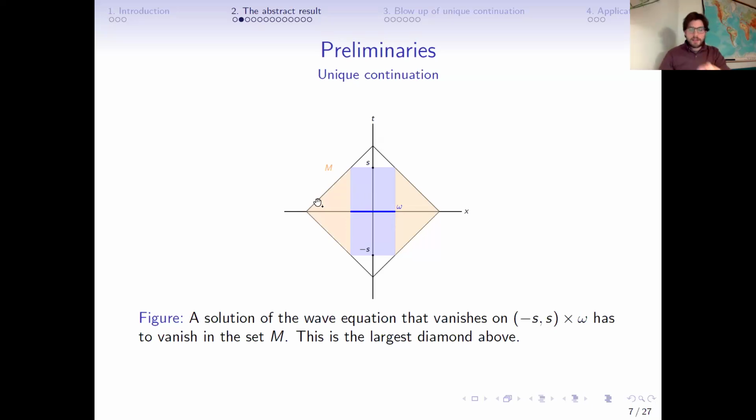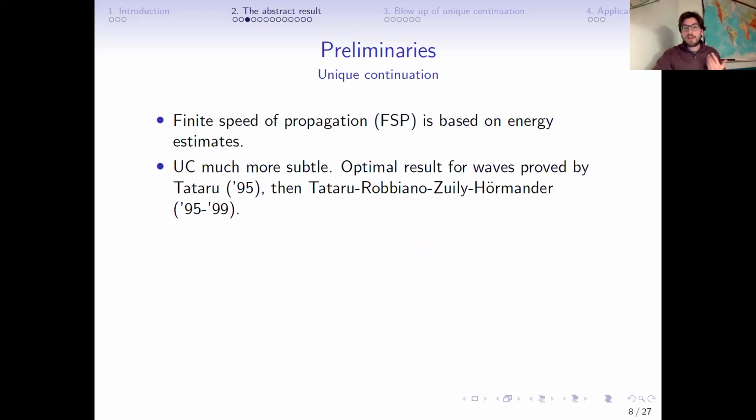And this result that I'm showing, even for this wave equation with a potential, flat Laplacian plus potential, was in fact proved at the end of the 90s by Tataru. Then there were generalizations in many different contexts by Tataru, Robbiano, Hörmander, Zuily. But the point is that this unique continuation property is a much more subtle and deep property, and more difficult to show, than finite speed of propagation, which is just energy estimates.